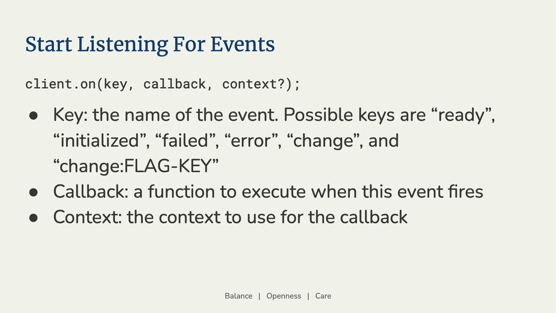And then there's a callback function. This is the function where you specify what should happen when that event is triggered. And the third option there is optional, and it's a context. So if you want to use a different context than the one you initialized the client with, then you would specify a new context here. But you don't have to.